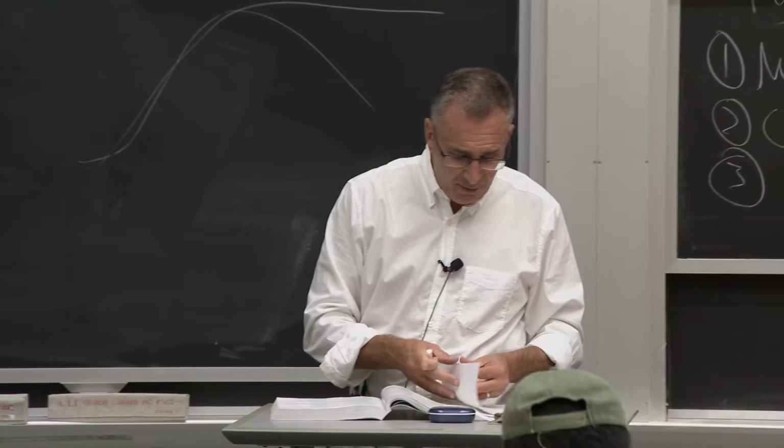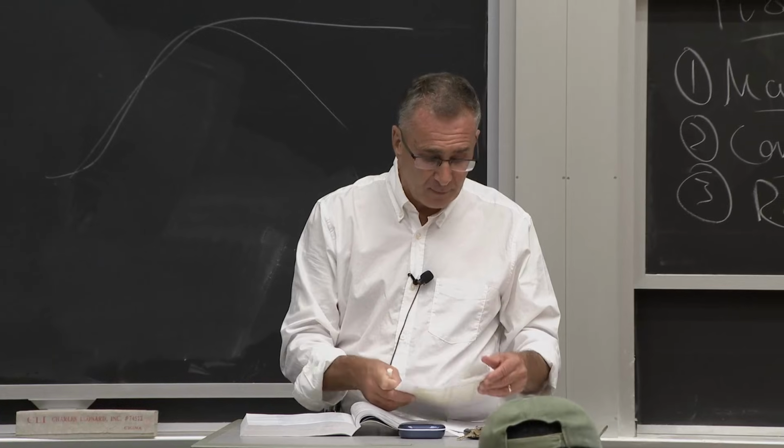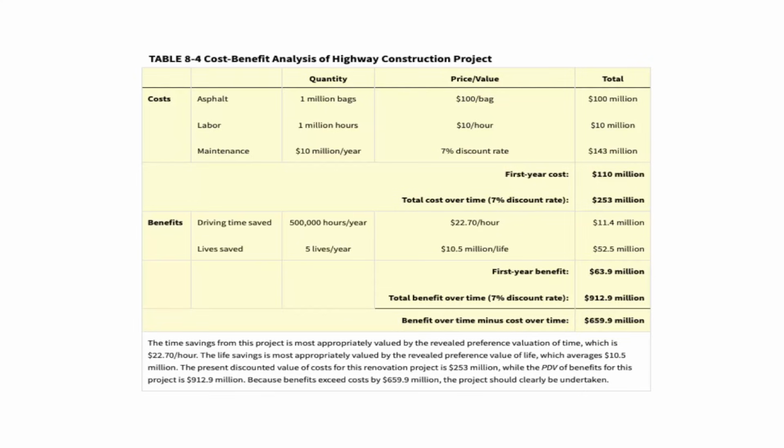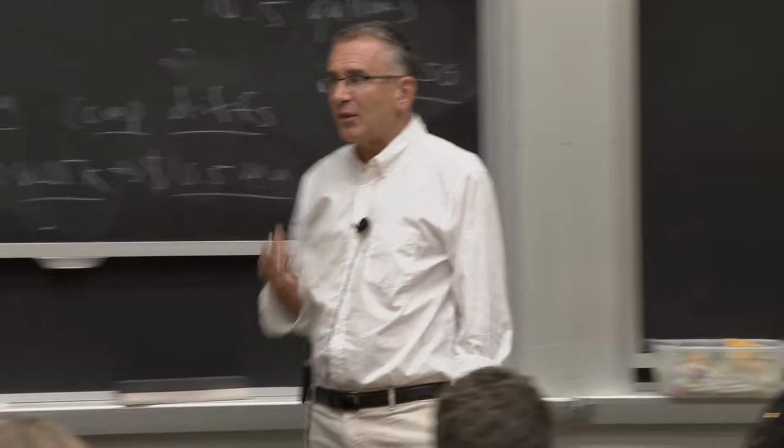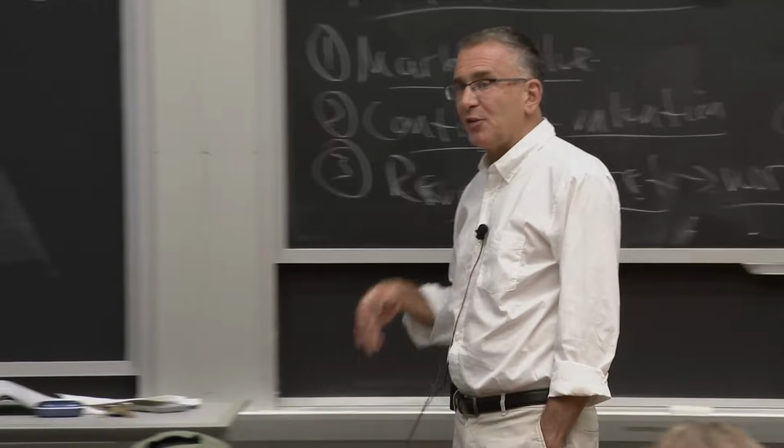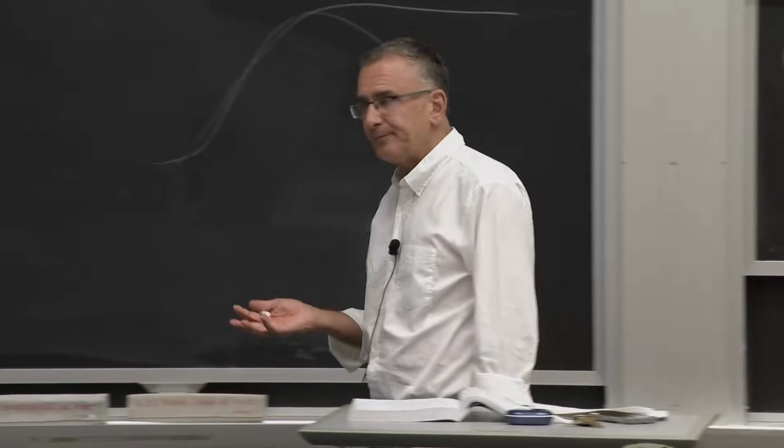We put it all together in table 8.4. We already talked about the cost of this project being $253 million in present value. We're going to then have time saved and lives saved, but those are going to go off in the future, so we're going to discount them. Let's use the same 7% discount rate. Let's ignore the global warming issue I just talked about. And you end up with benefits that are much, much larger than costs. So that would say you should do this project. The value of time saved and lives saved is massive relative to the costs.